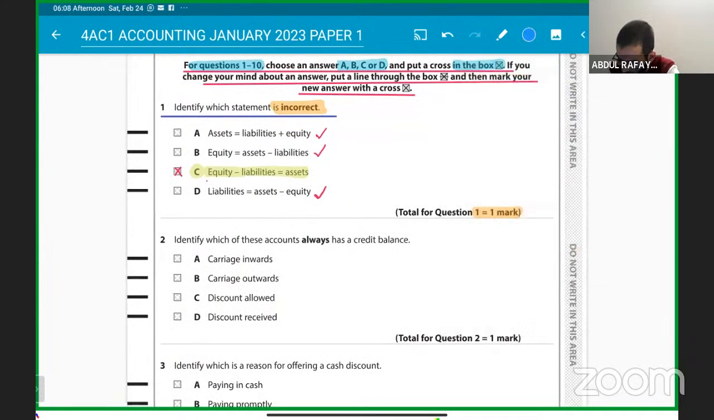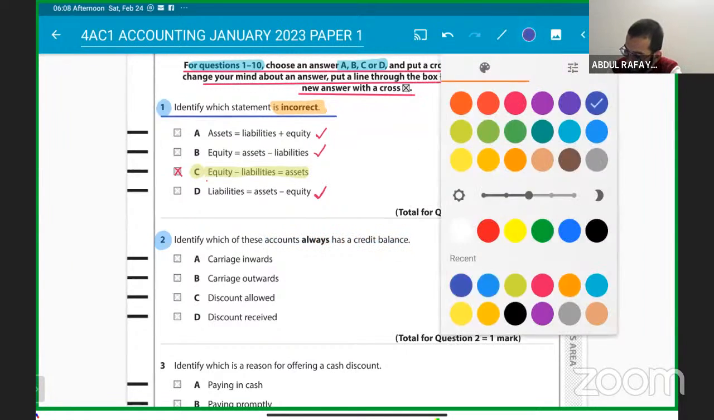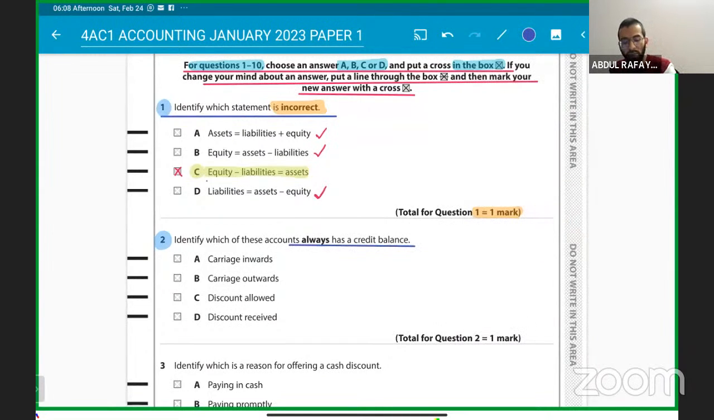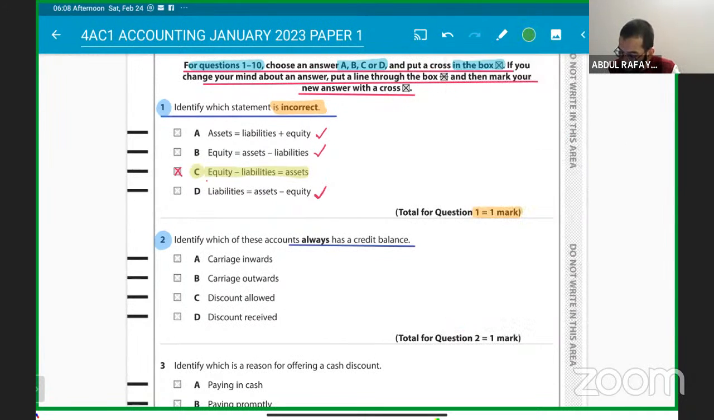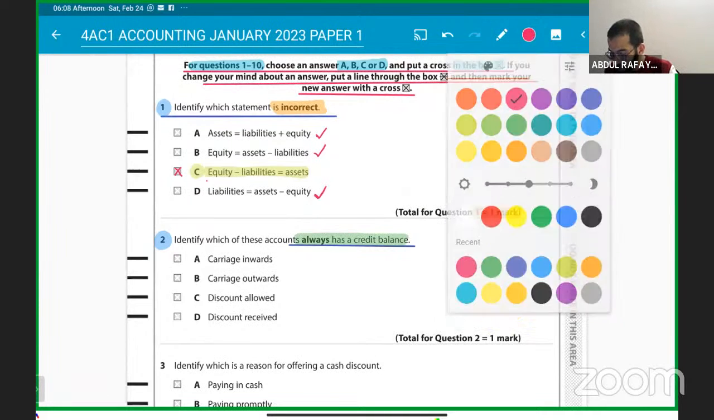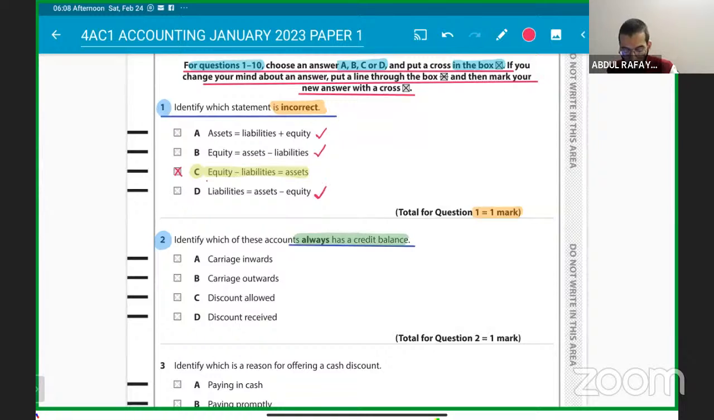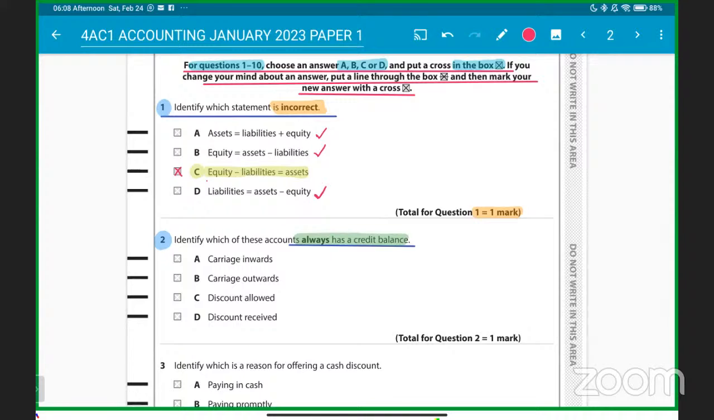Moving forward to question number two. It asks which of these accounts will always have a credit balance. We have to identify the account whose nature always remains credit. I'll give you a couple of minutes to think about it. Let me know what the answer will be: carriage inwards, carriage outwards, discount allowed, or discount received. Think about it. Is it discount received? Exactly.